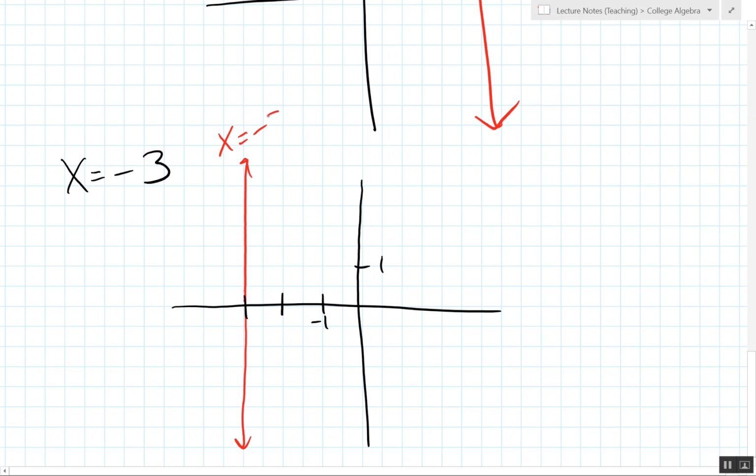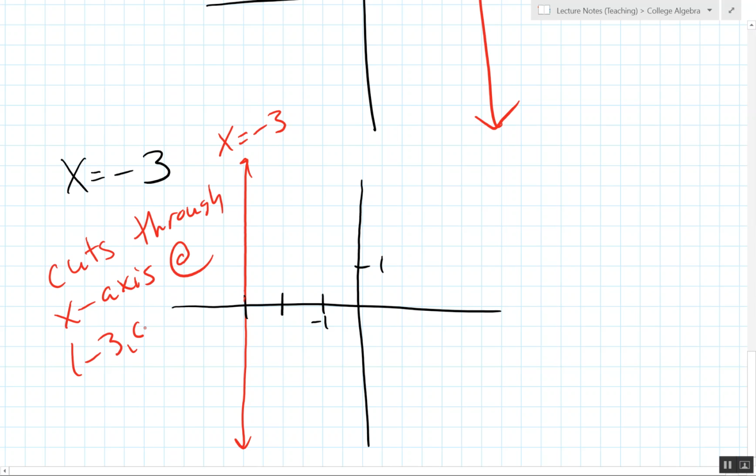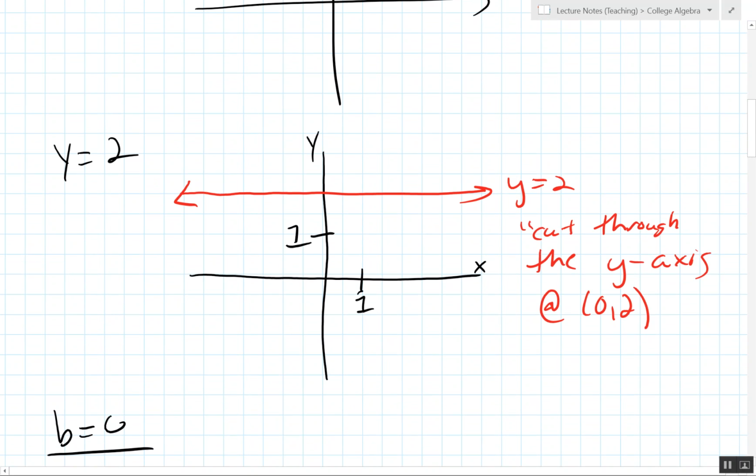x equals -3. And notice, just like before, this line cuts through the x-axis at (-3, 0). So notice that equations that are x equals will always cut through the x-axis, so those are the vertical lines, and the equations that are y equals will always cut through the y-axis and are always horizontal lines. So that's how I remember which equation is which.